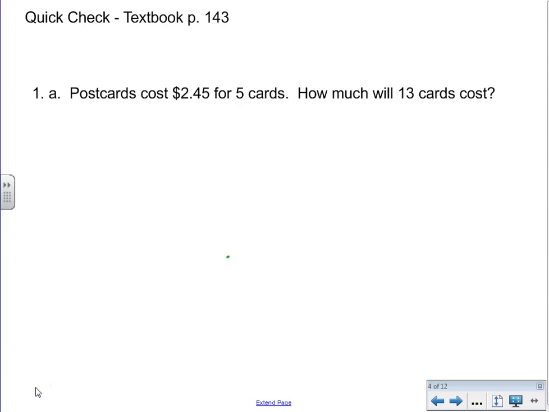Okay, class, now it's your turn. Come in tomorrow with this question done, and if you have the right answer, you will get a treat from the candy bowl. Postcards cost $2.45 for 5 cards. How much will 13 cards cost? Show all your work to get credit, and you could use either method that we practiced today.